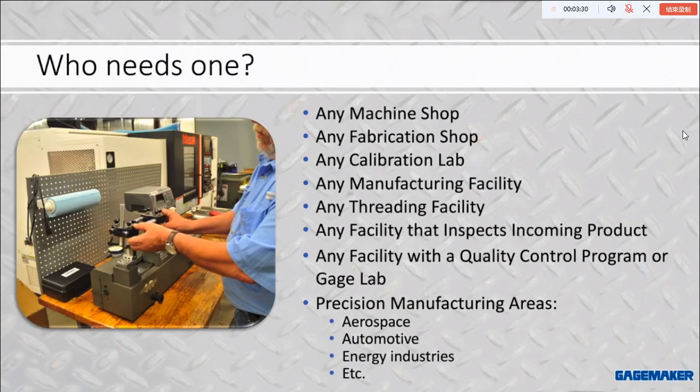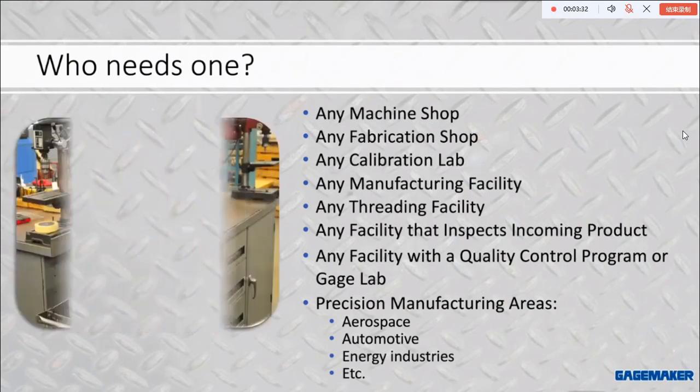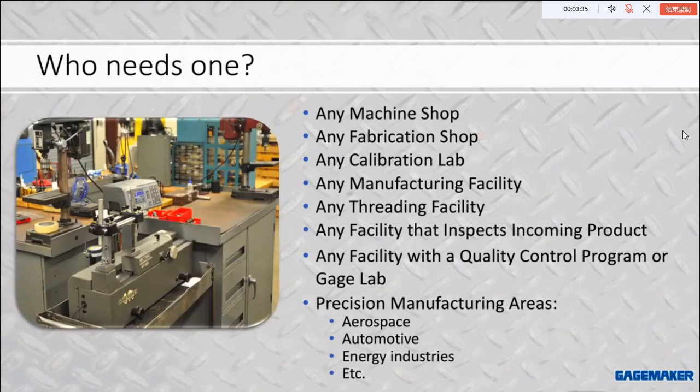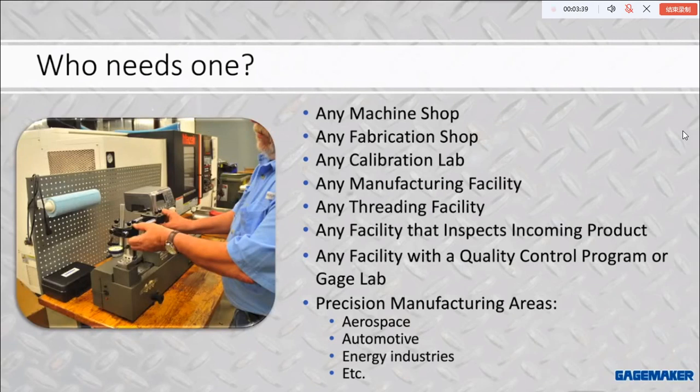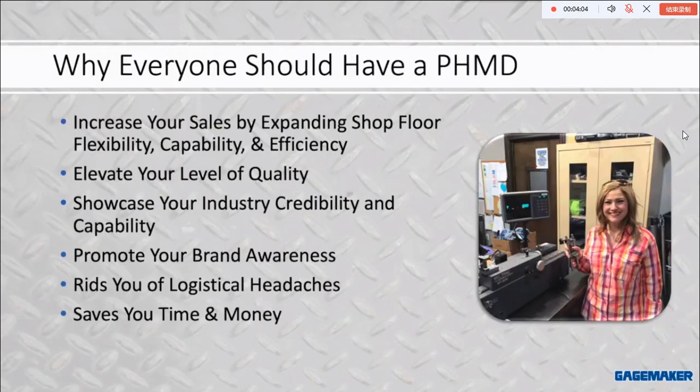So now that we know what a PHMD or a mic track is, let's talk about who needs one. In our opinion, everyone does. Basically, any facility that's performing receiving inspection, facilities that perform threading operations, especially in oil and gas sector, companies that have a dedicated calibration lab or a gauge lab. There is a definite need across all these major manufacturing industries, aerospace, automotive, energy industry. Basically, if you don't have one, you're missing out on these benefits. Everyone should have a PHMD.